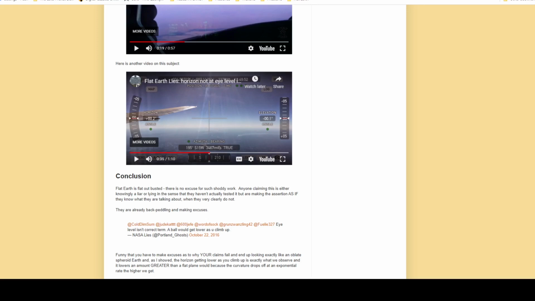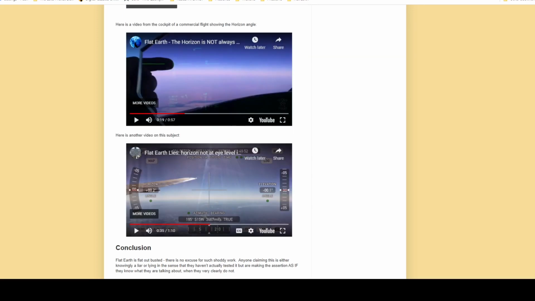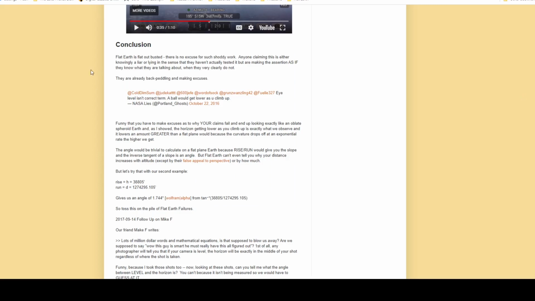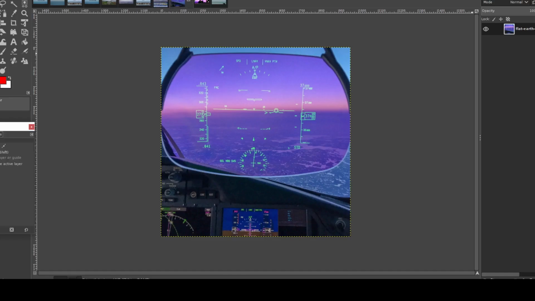It's quite simple, and so to point this out isn't a personal attack. I'm not assuming that deceptive techniques are being used. I'm pointing out what these people might be missing in making sense of their observations and the conclusions that they draw from them. So the conclusion here, of course, is that the flat Earth is flat out busted because of this apparent horizon drop. So let's go and have a look at that dip.